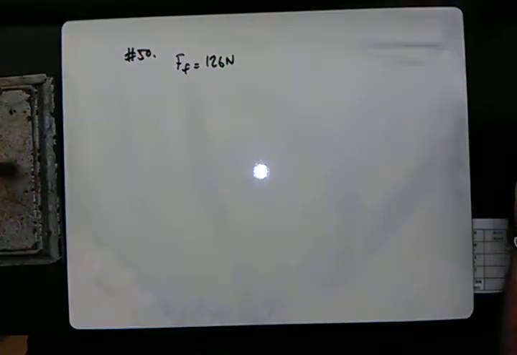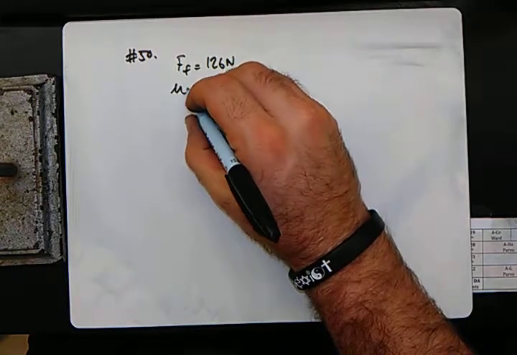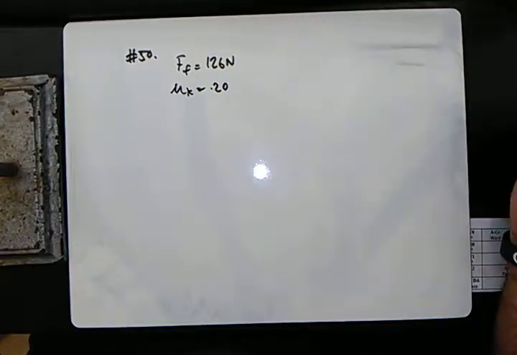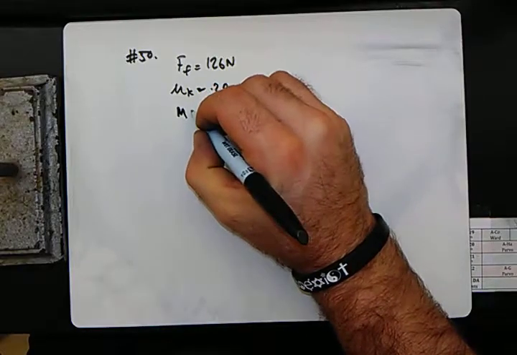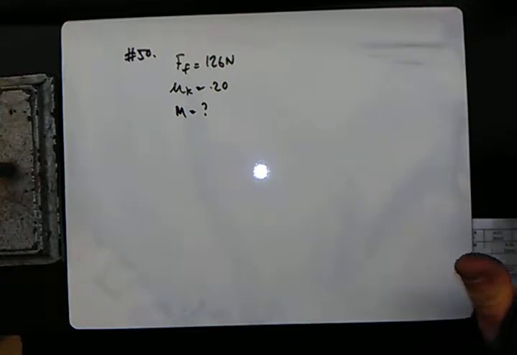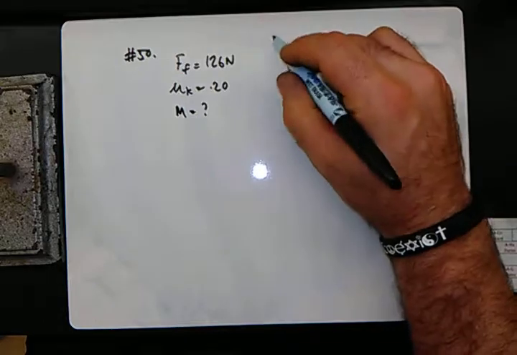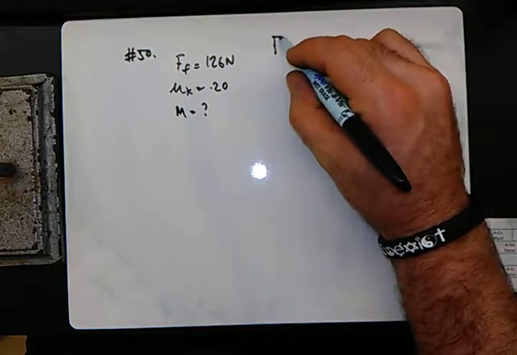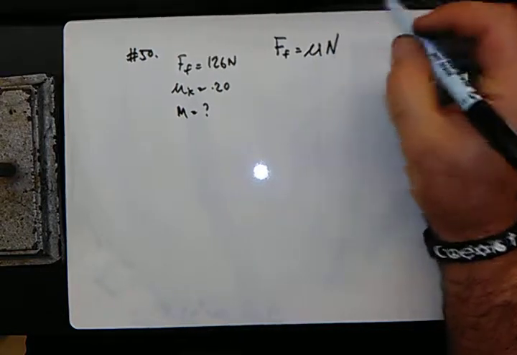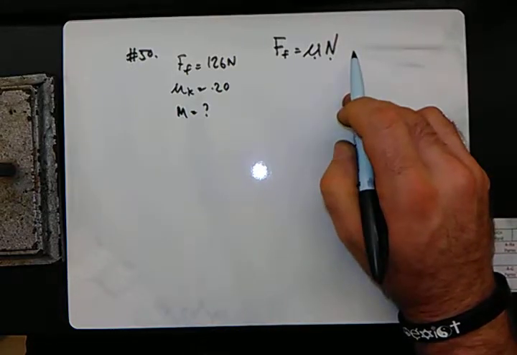In which it's sliding, so it is the force of kinetic friction. And then it says the coefficient of friction is 0.2. And it asks us for the mass of the object. So this is a multi-dimensional problem because now we know a couple of things. Here's what we know. We know that the force of friction is equal to mu, coefficient, times the normal force.